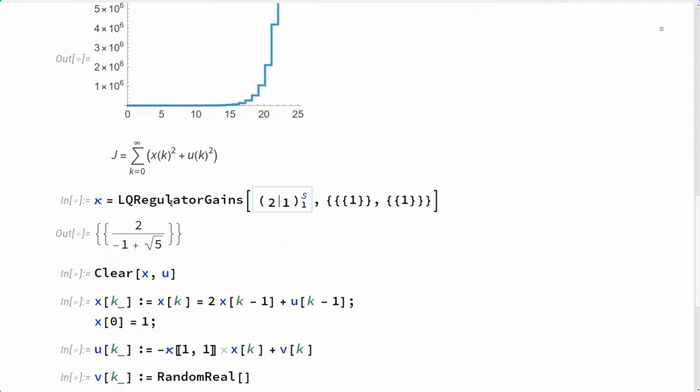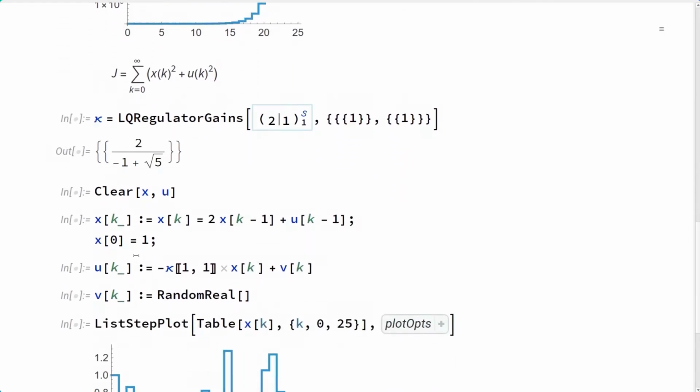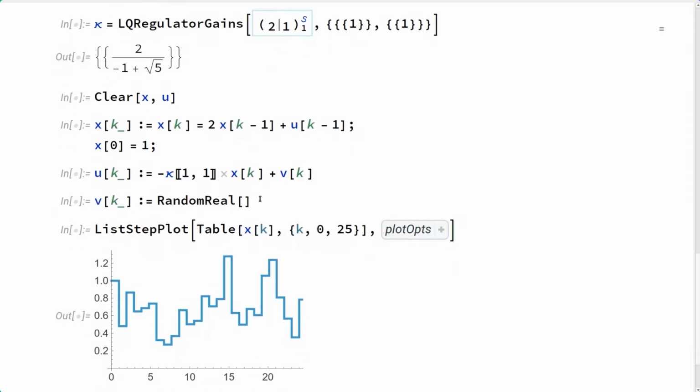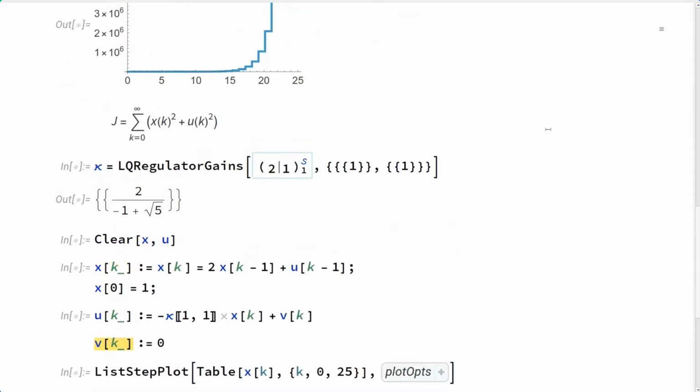I use the function LQR regulator gains to compute that gain kappa. Once I compute that, I plug it back into the system. So u is negative kappa x plus some exogenous input v, typically 0. Here I set v to be some random input, and I see that with that stabilizing gain, the system does not blow up. This randomness is because I gave a random input. To do an apples to apples comparison, I should actually make it 0 and then simulate it.